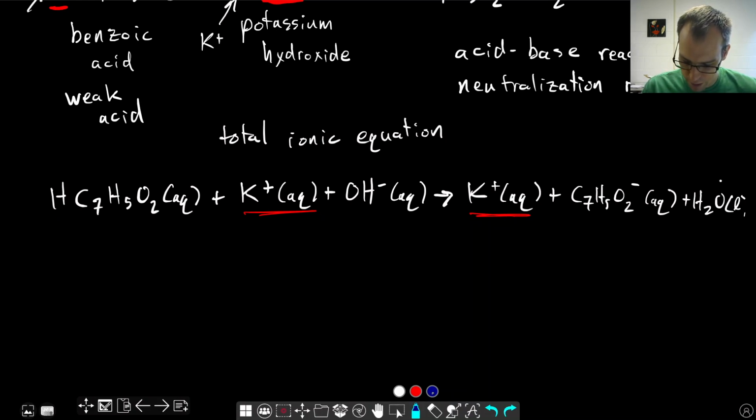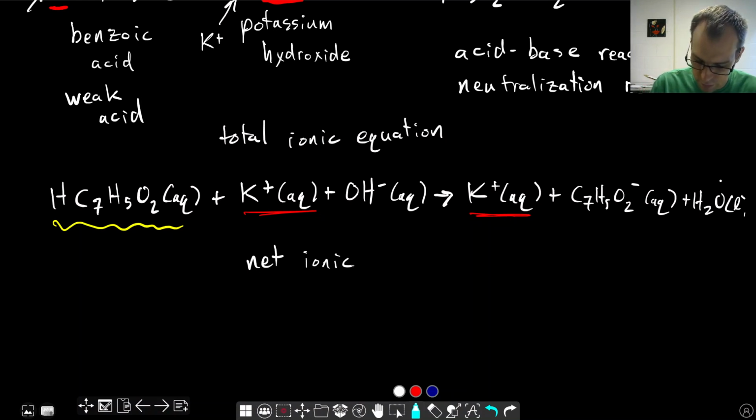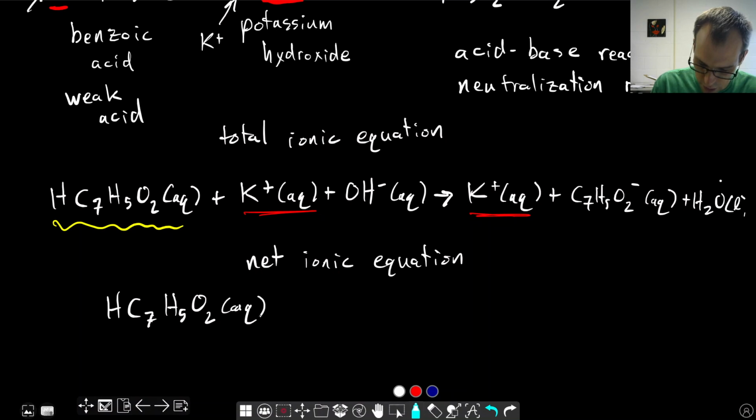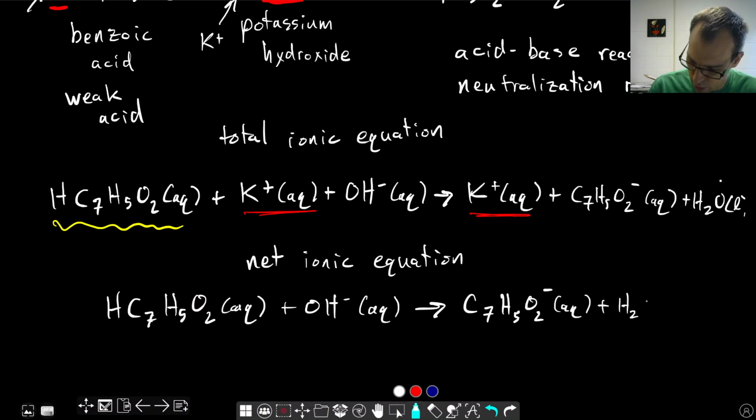That blue really doesn't show up. Let's try again. This benzoic acid over here doesn't dissociate, and so we keep that together. And so our net ionic equation will still have that benzoic acid in it, completely associated together. We'll eliminate the K plus, so we just have OH minus. And then that reacts to form our benzoate ion. So it's lost that proton, it donated the proton, and our water. And so that's our net ionic equation here.